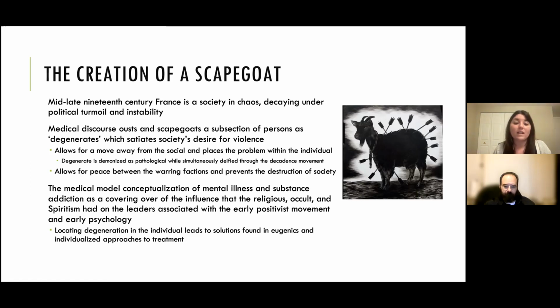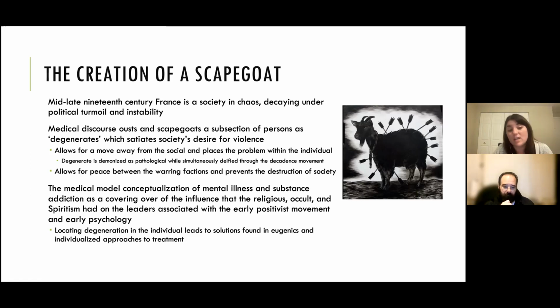And from this perspective, we might understand this medical model conceptualization of mental illness and substance addiction as really a covering over of the influence that the religious, the occult and spiritism had on leaders associated with the early positivist movement and early psychology. I don't know about anybody else, but looking at intro to psychology books, there was never anything about the occult or spiritism in our early psychologists. And I think, again, we're sort of covering over our history, or not taking a look at the actual influences on our history as psychologists.